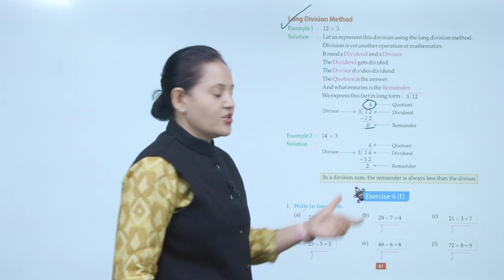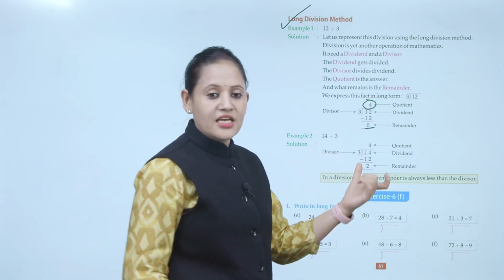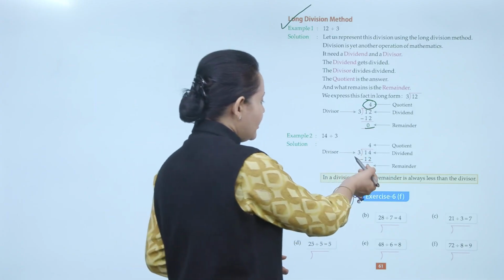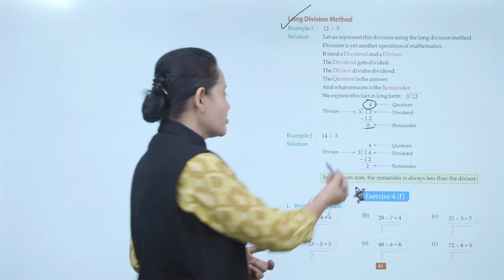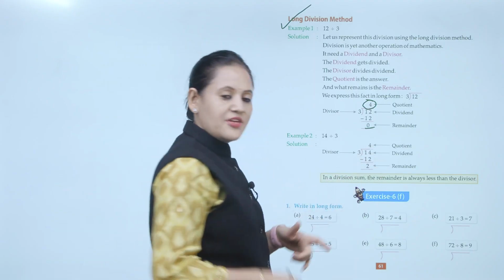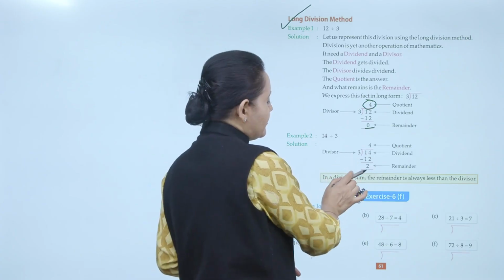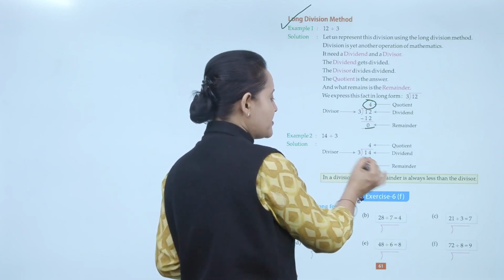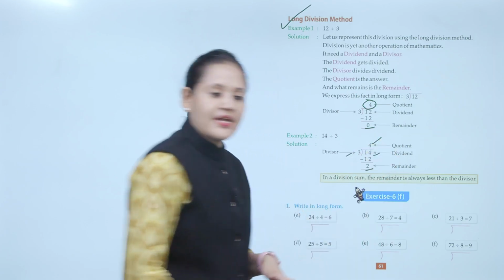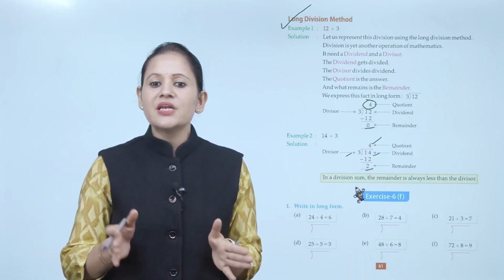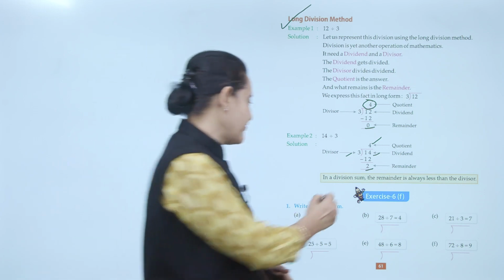14 divided by 3. So if we divide 14 by 3, we'll call the table of 3. Either we'll get 14 or the number just less than 14. So 3 4s are 12, because 3 5s are 15, that is more than 14. So 3 4s are 12. Subtract करेंगे, 2. So here 2 is remainder, 3 is divisor, 14 is dividend and 4 is quotient. Clear? In the division sum, the remainder is always less than the divisor. Clear? Next is exercise 6F.